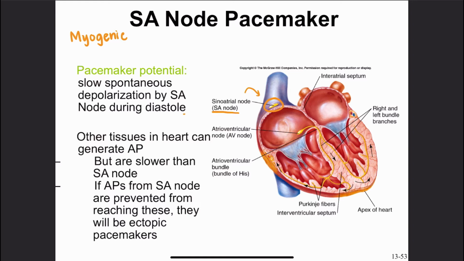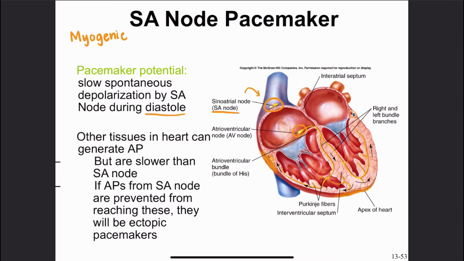So whenever there is ventricular relaxation occurring, the pacemaker, the SA node, spontaneously depolarizes to allow for the cardiac muscles to excite. It controls the pace of our heart rate. Our SA node controls the pace of our heart rate. However, there are other tissues in our heart that can generate the action potentials too, but they are slower than our SA node. And so our next one here would be our atrioventricular node.